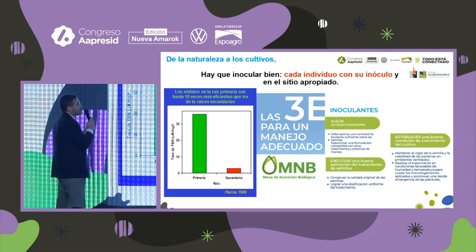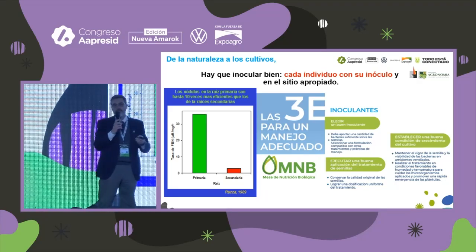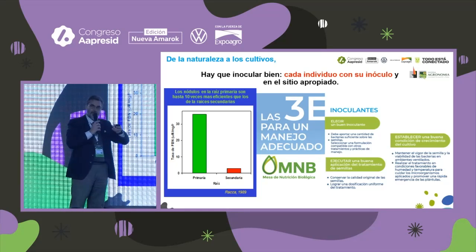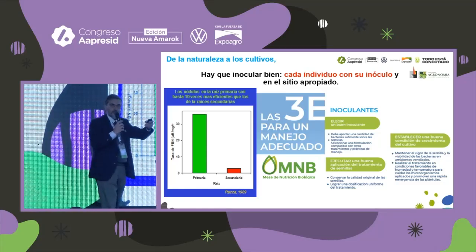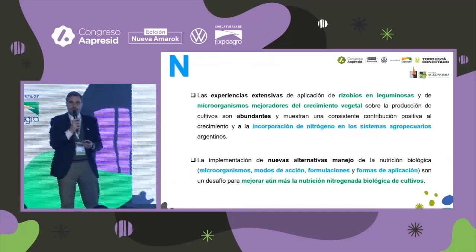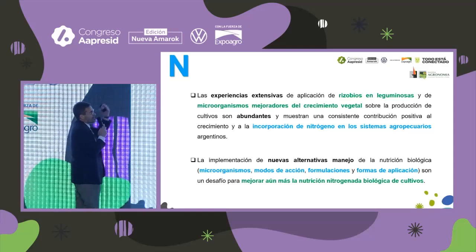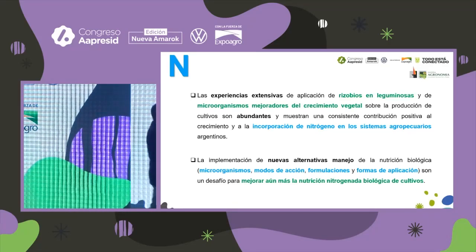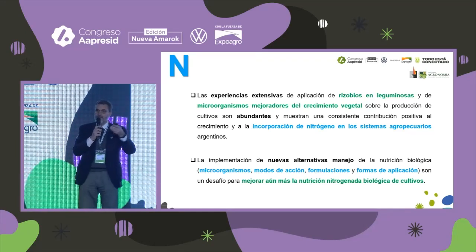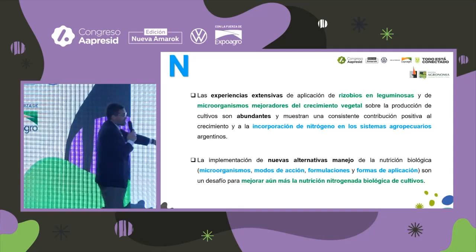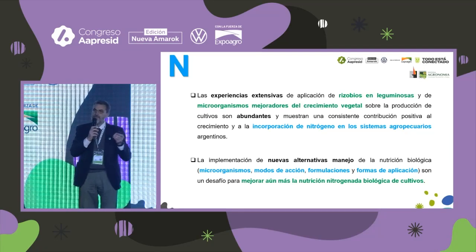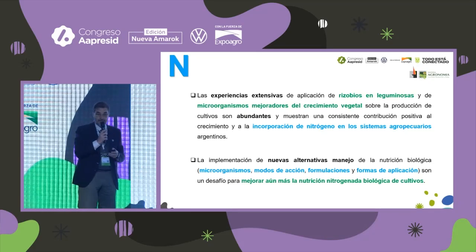Well, each individual should receive the inoculum adequately. On the right side, the formulations and the active ingredients are different. It depends on the formulation, application, and growth stages. That's for effective use of this. There's broad experience on rhizobia, showing and validating that we are incorporating nitrogen that complements and improves growth conditions. The implementation of these new management alternatives to improve biological nutrition allows a better understanding of all this.